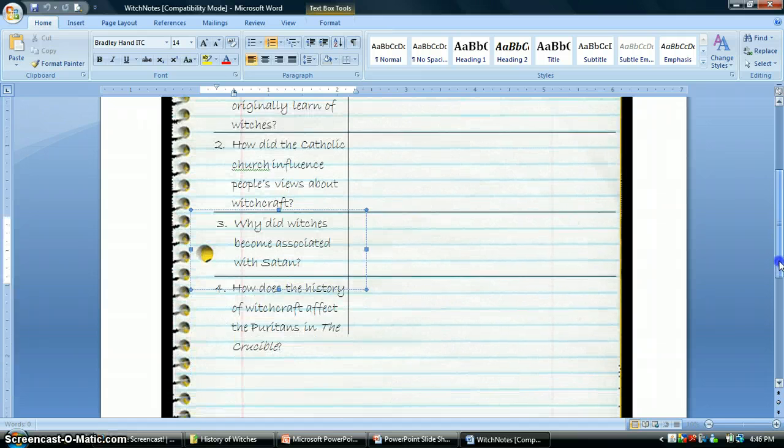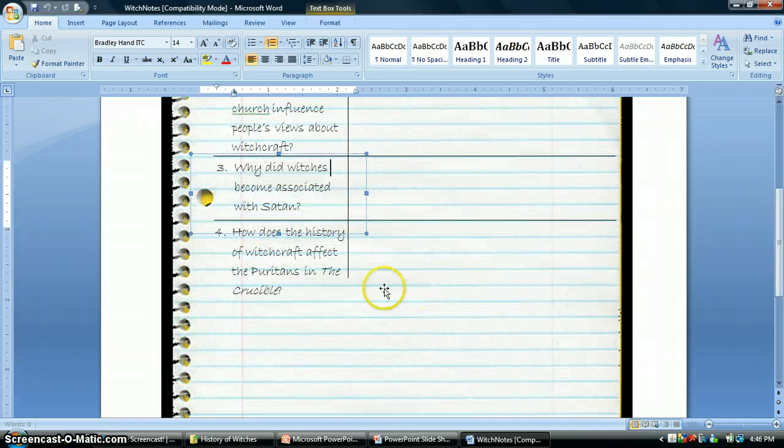And the last question that you're going to answer is, how does the history of witchcraft affect the Puritans in the Crucible? So this is the question that you're actually going to answer in your 200-word response. This is a prediction type question. So based on the environment that the Puritans grew up in and the history of their people, how do you think that's going to affect the way that they act and treat people when they come over to America? And that's the time that we're going to read about in the Crucible.